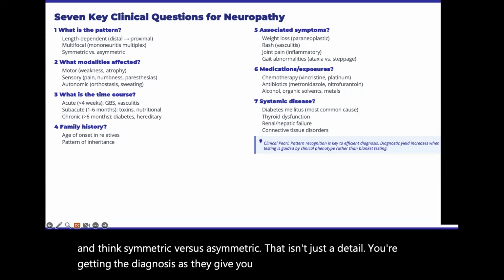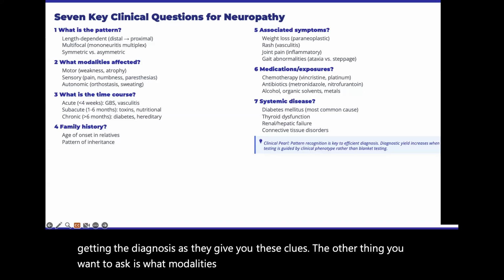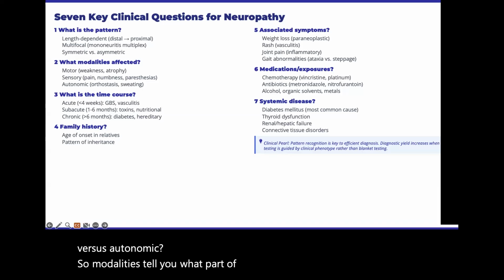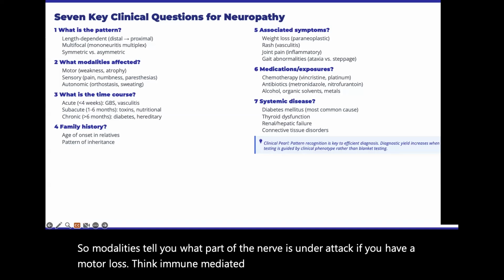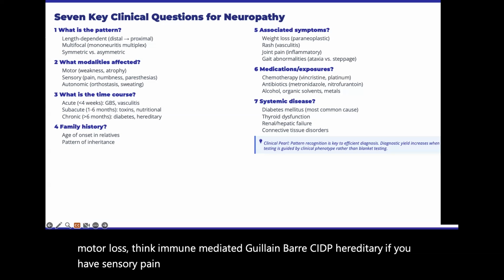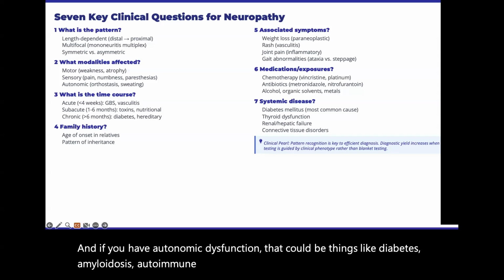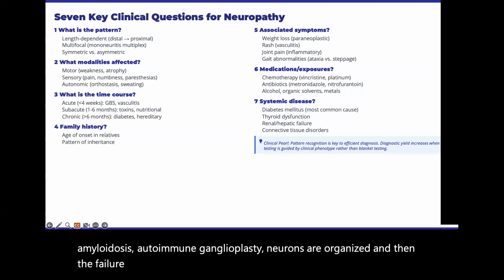The other thing you want to ask is what modalities are affected? Is it sensory versus motor versus autonomic? So modalities tell you what part of the nerve is under attack. If you have a motor loss, think immune-mediated, Guillain-Barré, CIDP, hereditary. If you have sensory pain and paresthesias, that's the classical metabolic toxic axonopathy. And if you have autonomic dysfunction, well, that could be things like diabetes, amyloidosis, autoimmune ganglionopathy. Neurons are organized, and the failure pattern will reflect that.